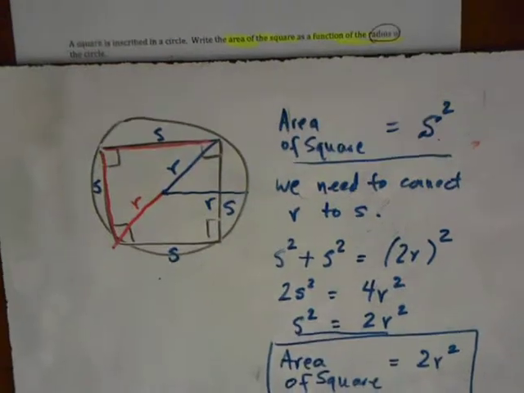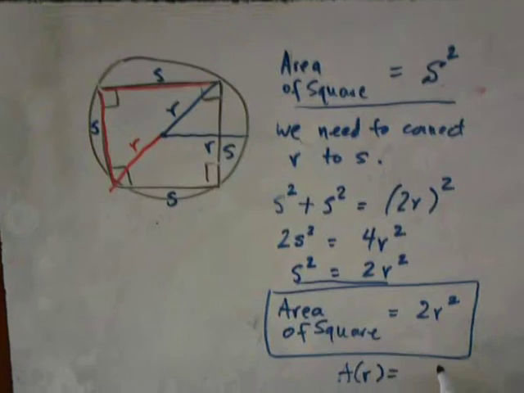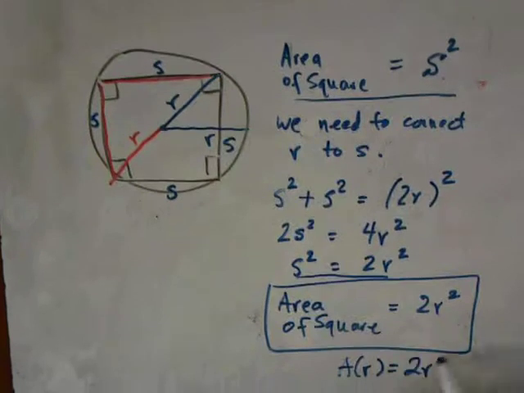Okay, let's look back and see if we did everything we're supposed to do. Write the area of the square as a function of the radius of the circle. So I can also say, A of r is equal to 2r squared, if I really want to make that truly a function. Now let's look back again and see if there's another solution or another method here.